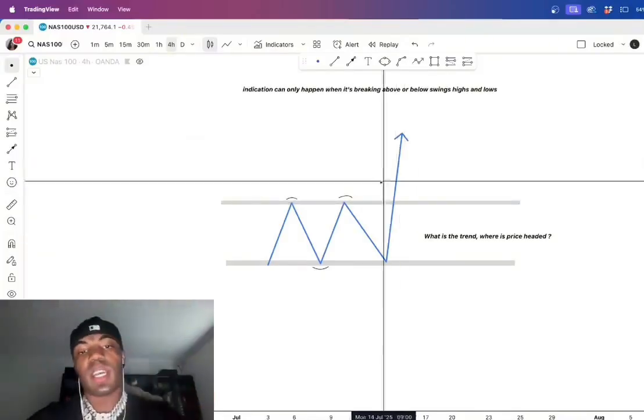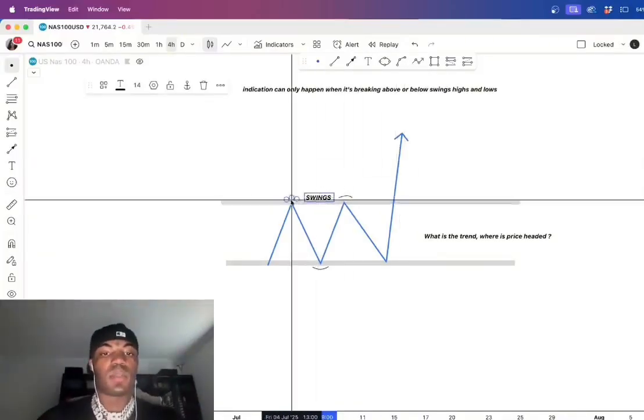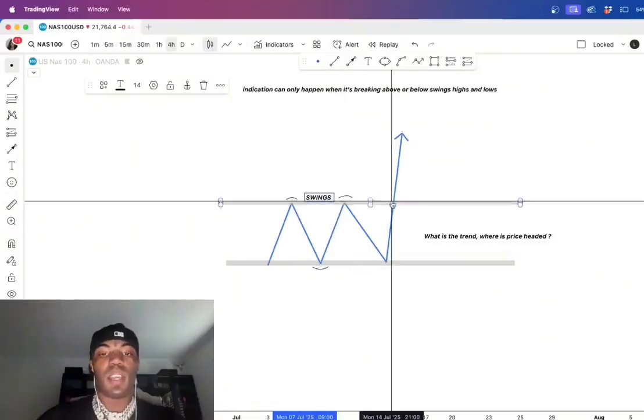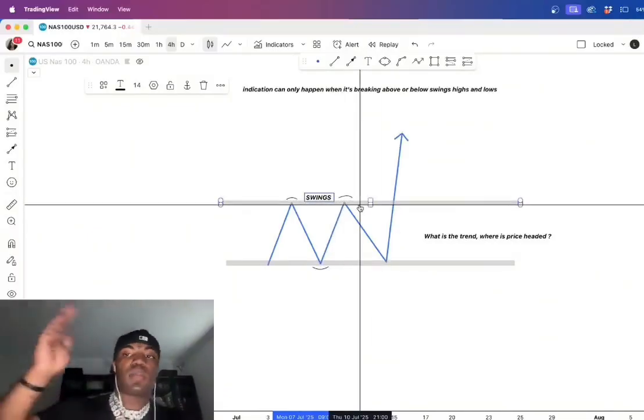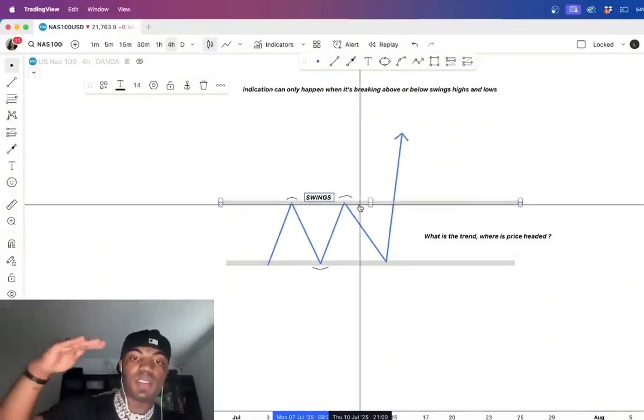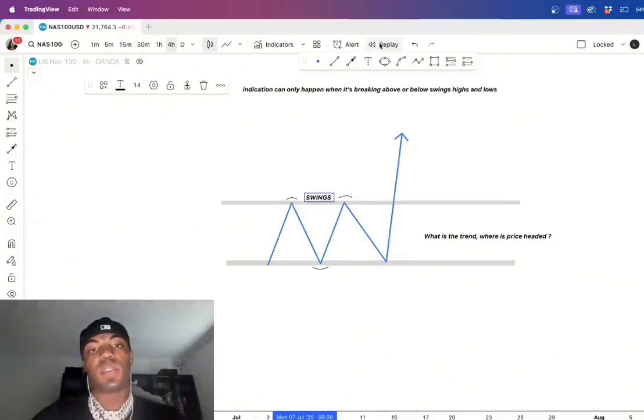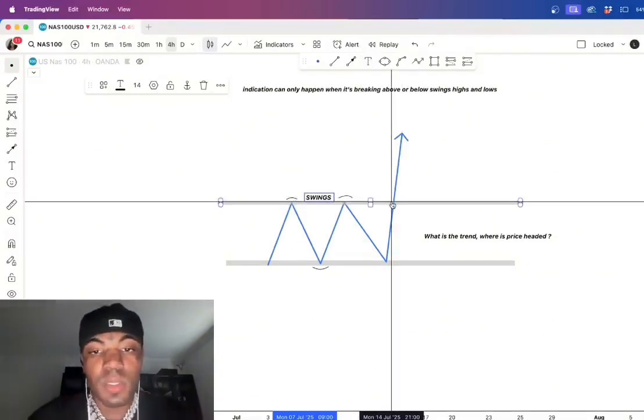In this case, if we're looking at it, these are our swings, because we have our swing highs right here. Think of a high as the highest point price can go. If we have those swing highs, and anything goes above those swing highs, then we have new swing highs. And if we have new swing highs, that means we have an uptrend starting. Price has bullish momentum.